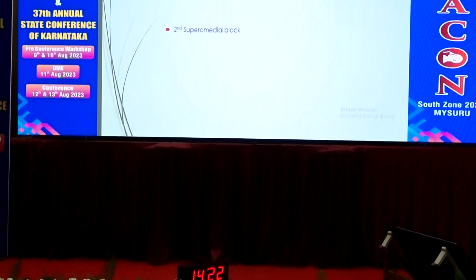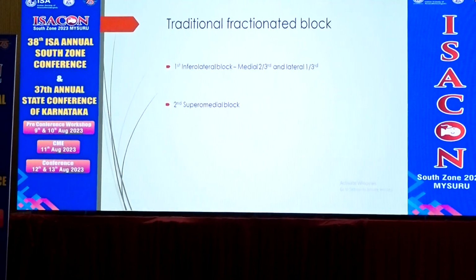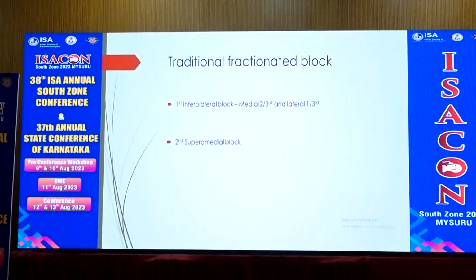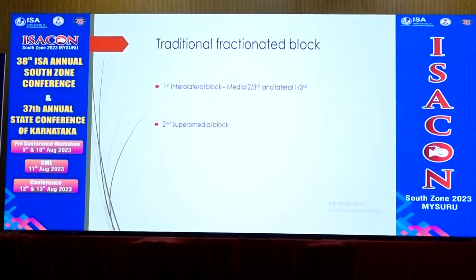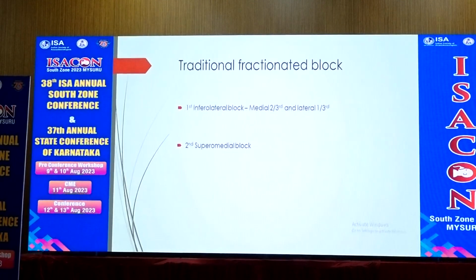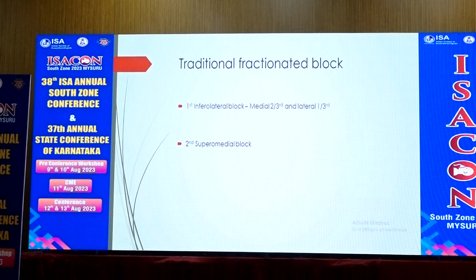Now, I think that traditionally this is what has been practiced age old. Traditionally fractionated blocks, that is, the first block they used to give at the inferolateral quadrant, that is medial 2/3 and lateral 1/3, and the second injection will be given at the superomedial quadrant. If you go through the previous standard textbooks, many standard textbooks quote this one, but unfortunately both these sites should not be given. So this is the latest update in regional ophthalmic anesthesia.